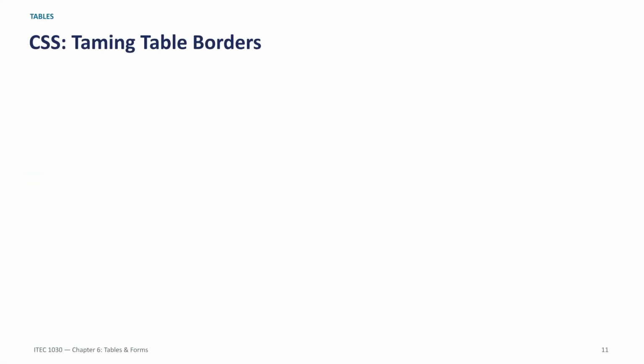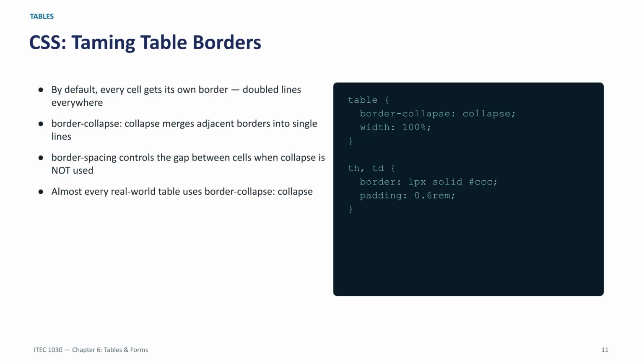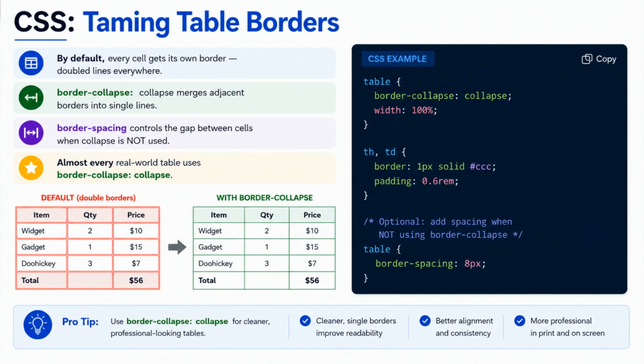Table border cleanup. By default, every cell gets its own border, which doubles up into messy double lines everywhere. Border-collapse: collapse merges adjacent borders into single clean lines. Almost every real-world table uses this. Border-spacing is the alternative for when collapse is not used. It controls the gap between cells instead. Point at the before and after tables directly, since the visual difference is more convincing than the CSS alone.